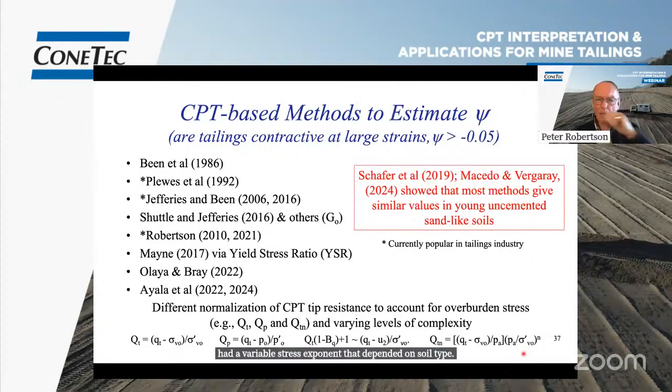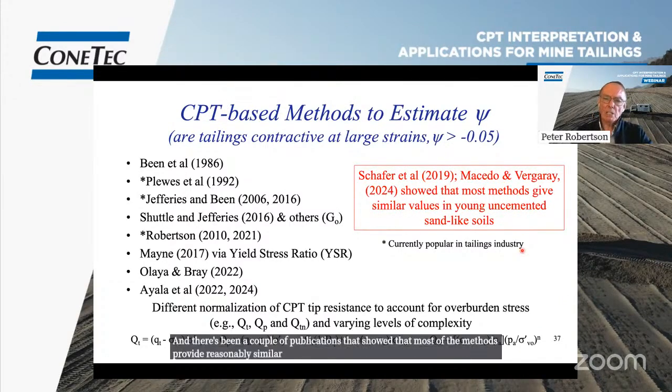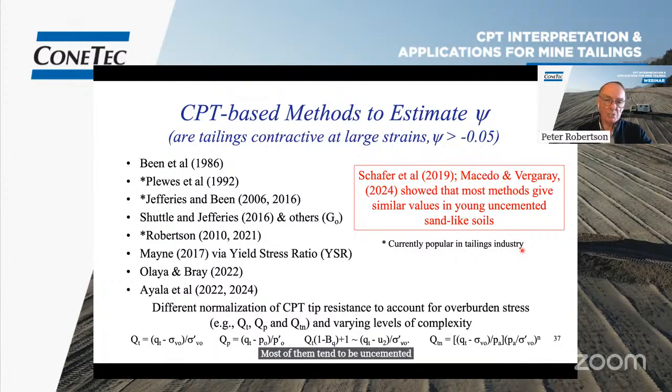And there's been a couple of publications that showed that most of the methods provide reasonably similar values, particularly in young, uncemented sand-like soils. And so a lot of mine tailings, of course, are young. Most of them tend to be uncemented. So most of them give pretty similar results.